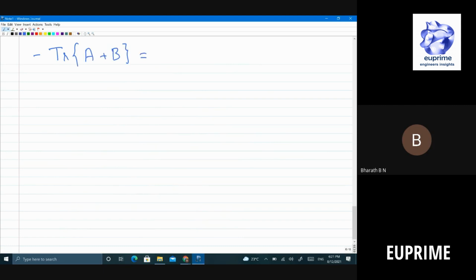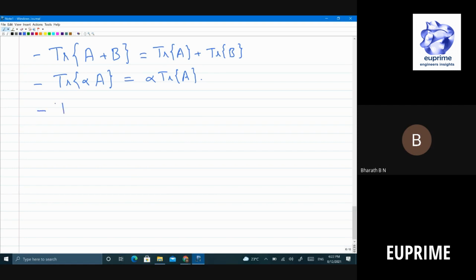Yeah, it's trace of A plus trace of B. This is also easy. And then finally, trace of, suppose I have a scalar, what do I get? Alpha times trace of A. Is that correct? This is pretty trivial, right? Okay, fine.